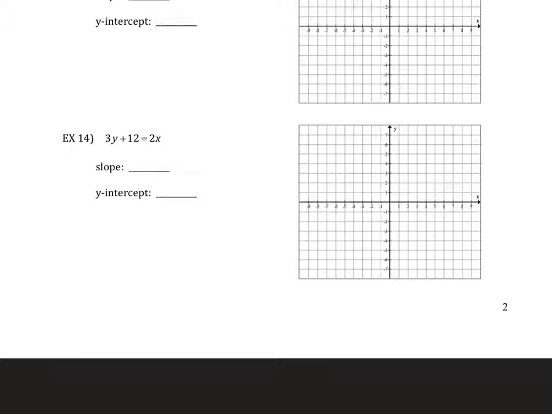Alright, the first thing we should do here is make sure the equation is solved for y, and currently it is not. So this is why I went over the solving for y examples in the last video. We need to make sure the term with y in it is on one side of the equation and the terms without y on the other. So this will give me the new equation, 3y equals 2x minus 12.